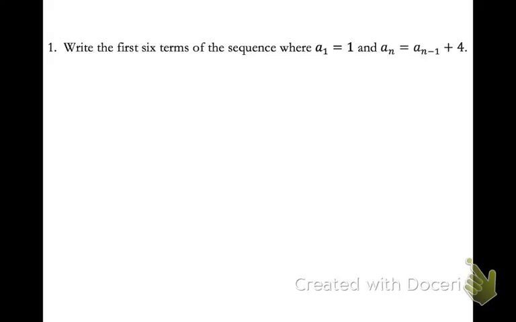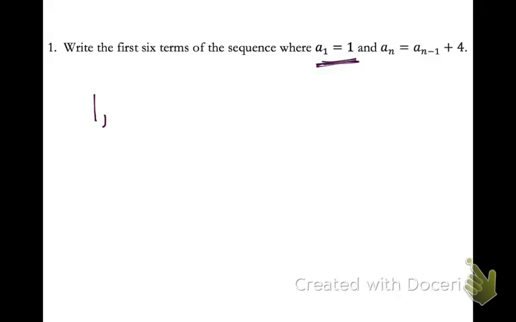Okay, write the first 6 terms of the sequence where a sub 1 is 1, and then a sub n equals my previous term plus 4. The only way that you can use recursive formulas is if you're given the first term. So every time that you write a recursive formula, you also have to give the first term. So my first term is 1.